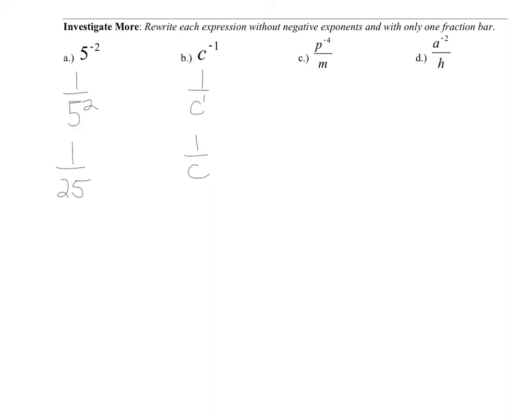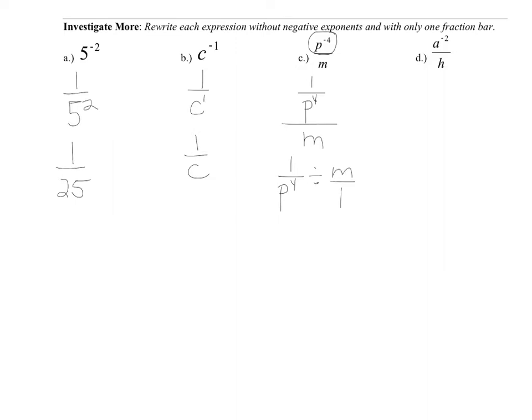So let's go ahead and take a look at p to the negative fourth. P to the negative fourth is the same as saying 1 over p to the positive fourth, right? Well, now it's being divided by m. So what we have is a complex fraction, which would mean 1 over p to the fourth divided by m, which we could write as m over 1.